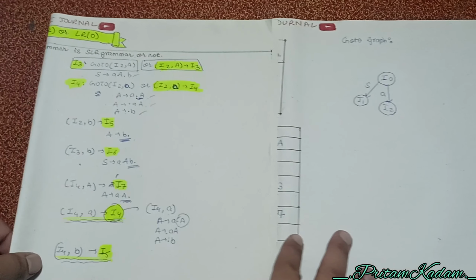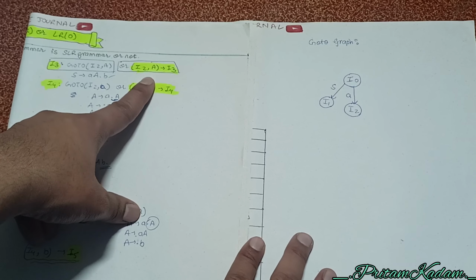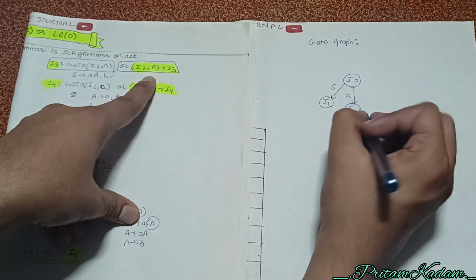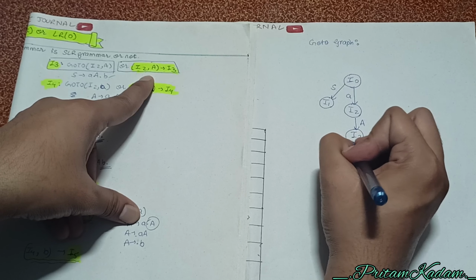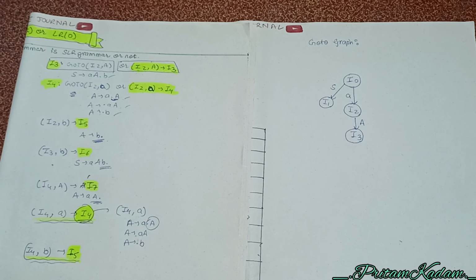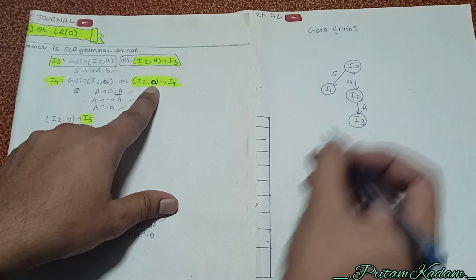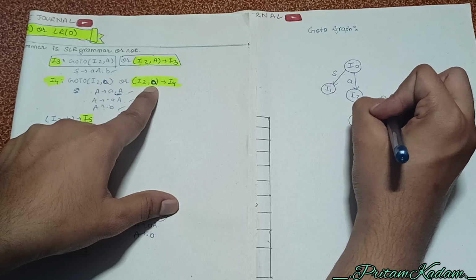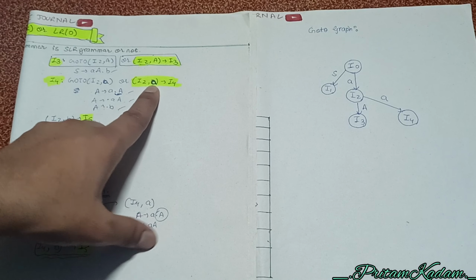So we got I3 when we got the transition label as capital A from the I2 state. So we will make an arrow from I2, write capital A over here, and then I3. Okay, now for I4 we got there with the transition label as small a from the I2 state. So source I2, transition label small a, and destination was I4.